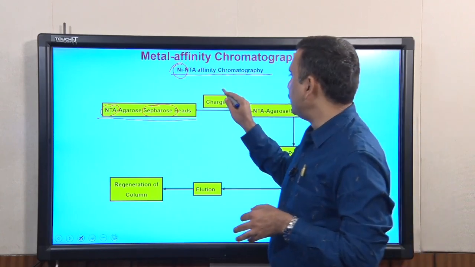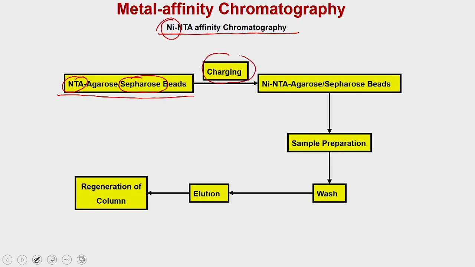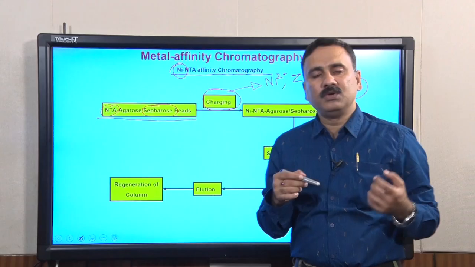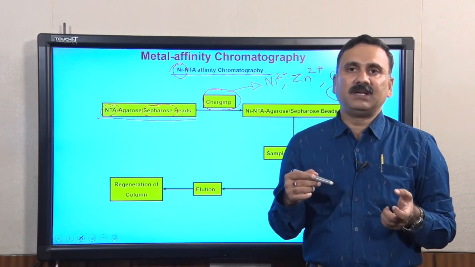So the first step is the charging, which means you are going to charge the column with transition metals. You have the option of using nickel, zinc, or cobalt, but you have no option of using iron. Why don't we use iron as a transition metal?